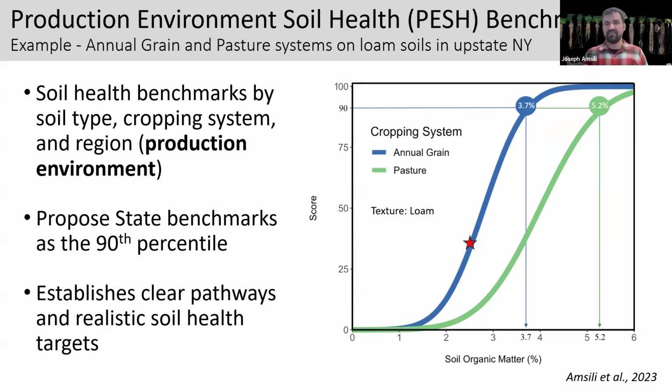So for example, let's say you have a soil test value from a field that comes back at 2.5% organic matter, and you're on loam textured soils and an annual grain system. There's clear evidence that with different management, you could potentially be climbing to this higher aspirational benchmark, because your peers in the same farming system, same soil type, have been able to achieve those goals as well.